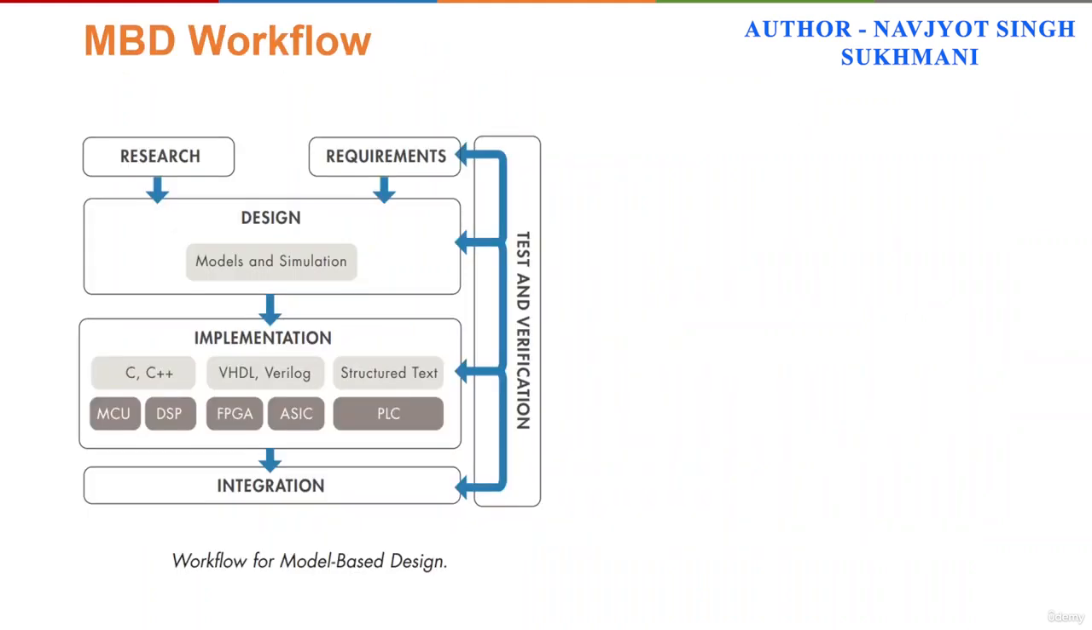Okay, so now let's start with MBD workflow. As you can see in this diagram, research, requirement, design, implementation, integration, and test and verification. These are the important parameters in every development process. Research and requirement work in parallel, then design implementation where we are doing modeling, and what we are designing is converted into code. Integration happens after that. This process is happening continuously, and each and every phase is connected with testing and validation.